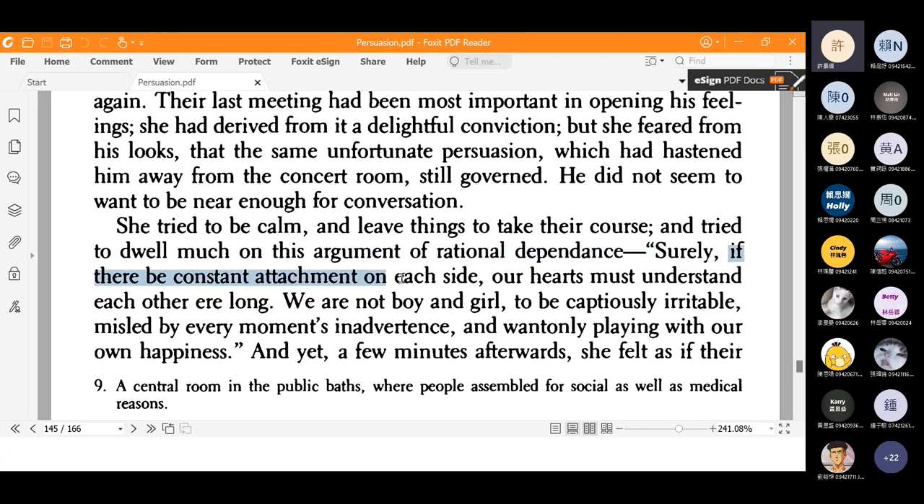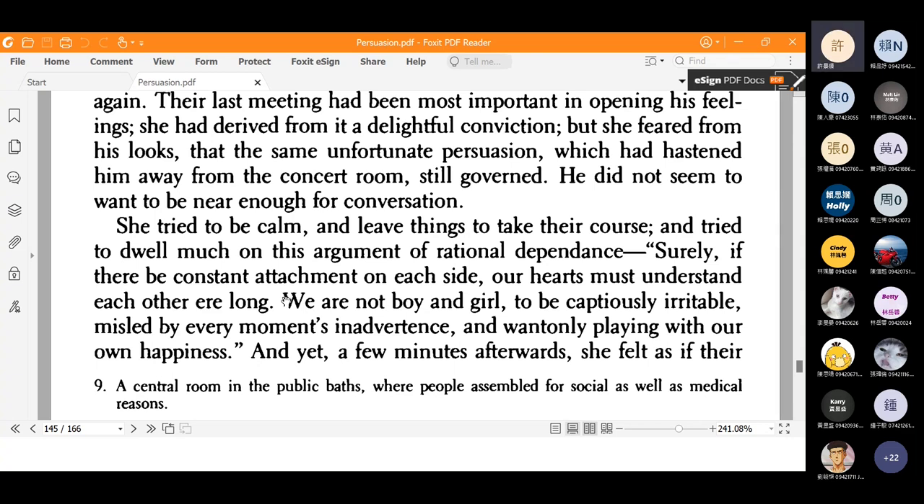If there be constant attachment on each side. So for two people, if both people still are attracted to the other person. Remember, attachment means love and attraction. Constant means it's still there. So if two people still love each other, our hearts must understand each other ere long. Ere means before. So before long, we must understand each other's hearts and feelings. It must happen. It should happen.